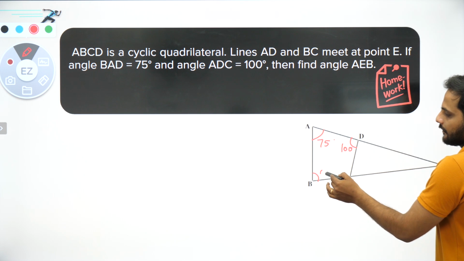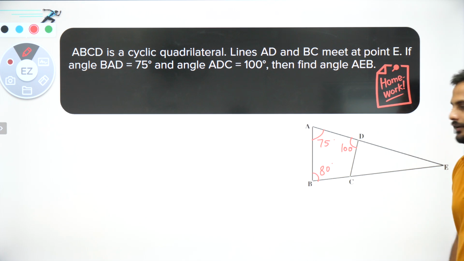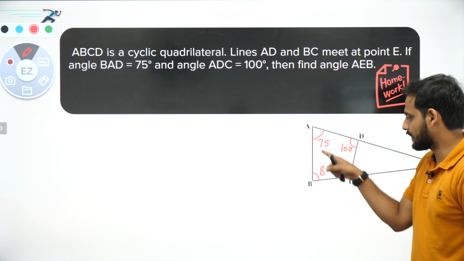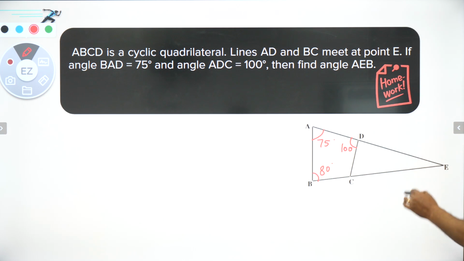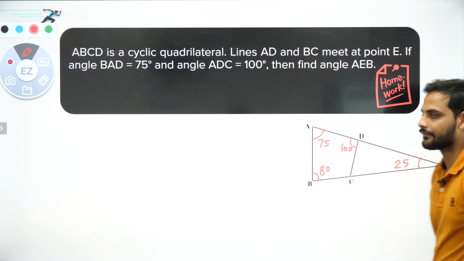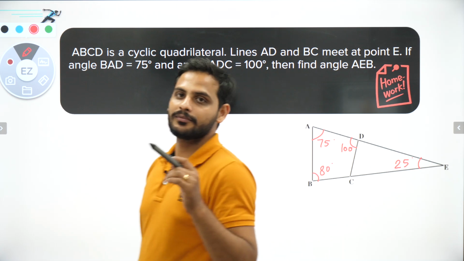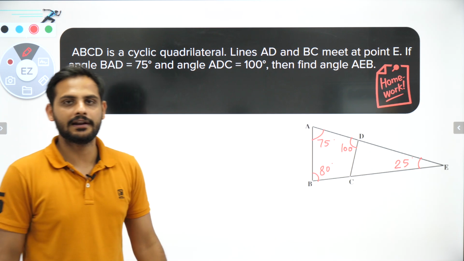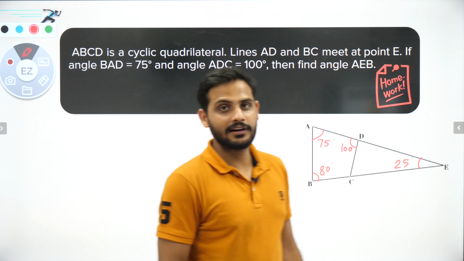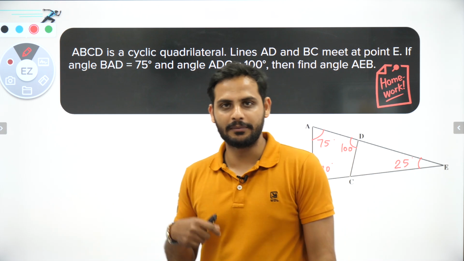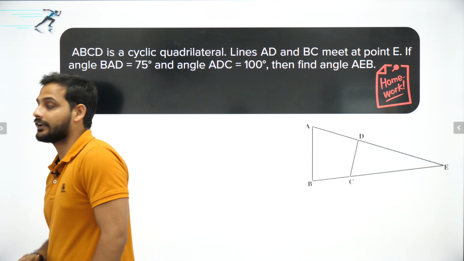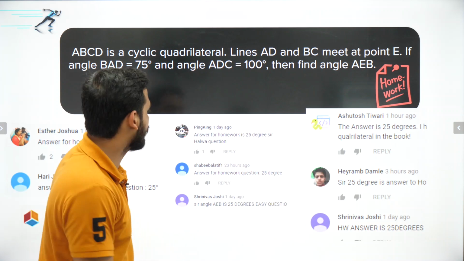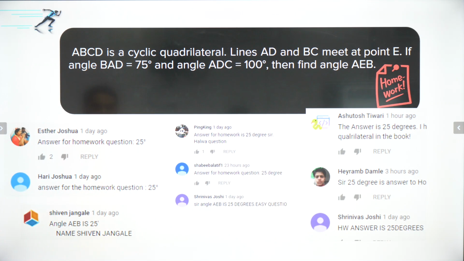So 180 minus 100 should be 80 degrees, right? Now this is 75, this is 80, so the total sum of these two angles is 155. So this angle will be 180 minus 155, which is 25 degrees, as simple as that. I have told you this property is very important for a cyclic quadrilateral: opposite angles are supplementary, right? So the correct answer for this question is 25 degrees.